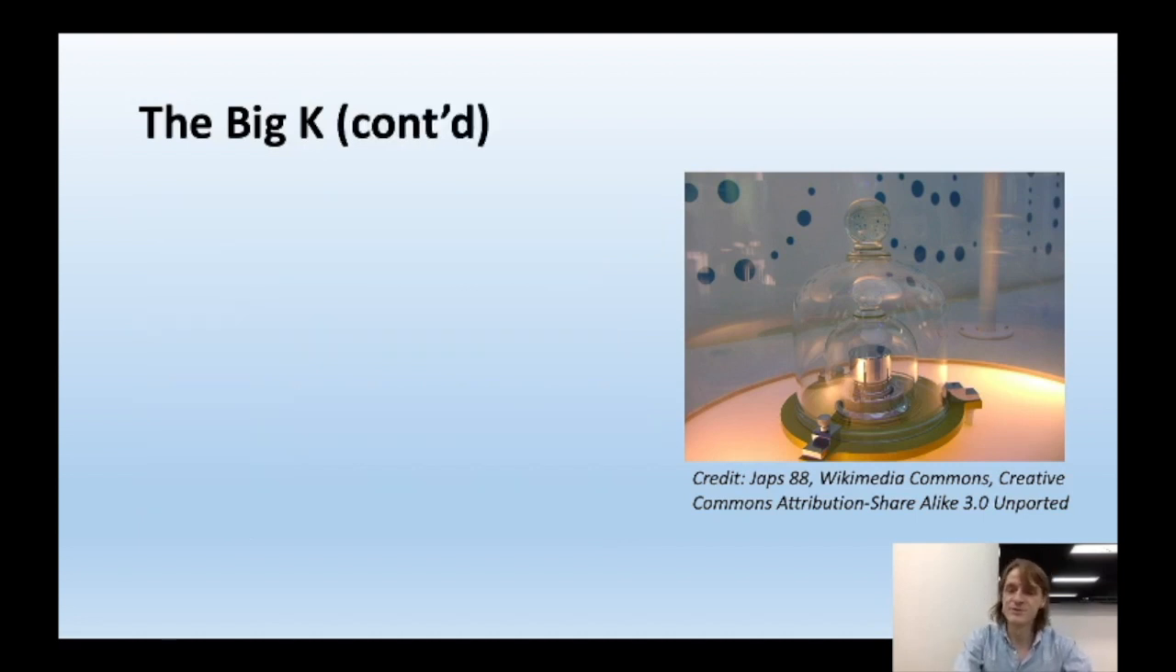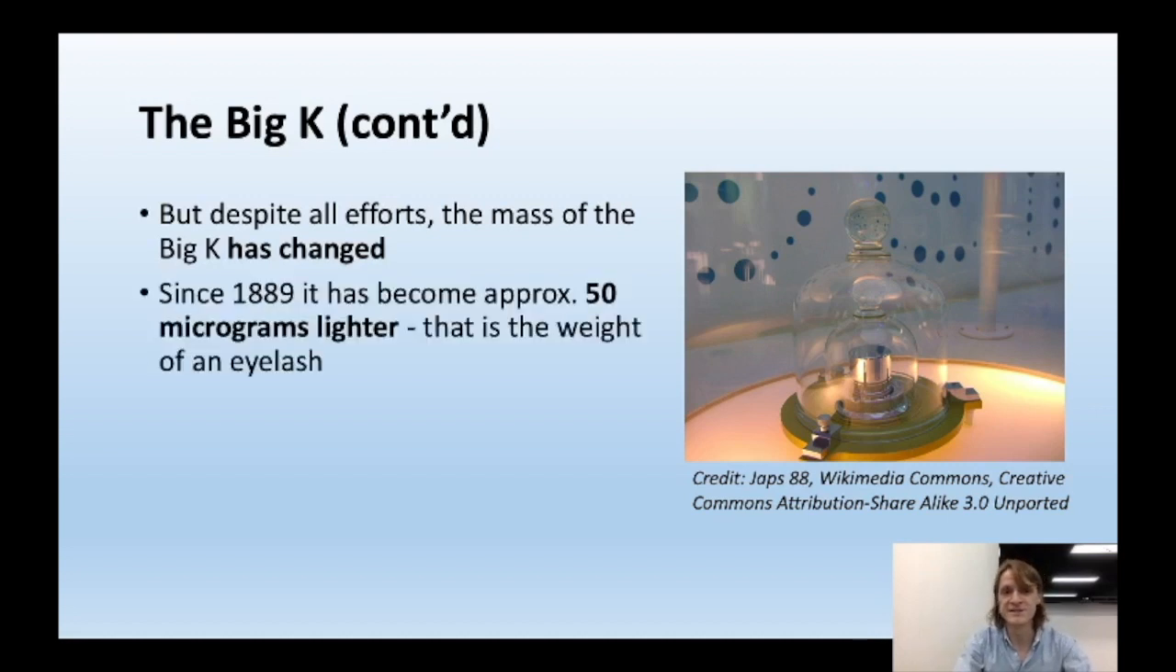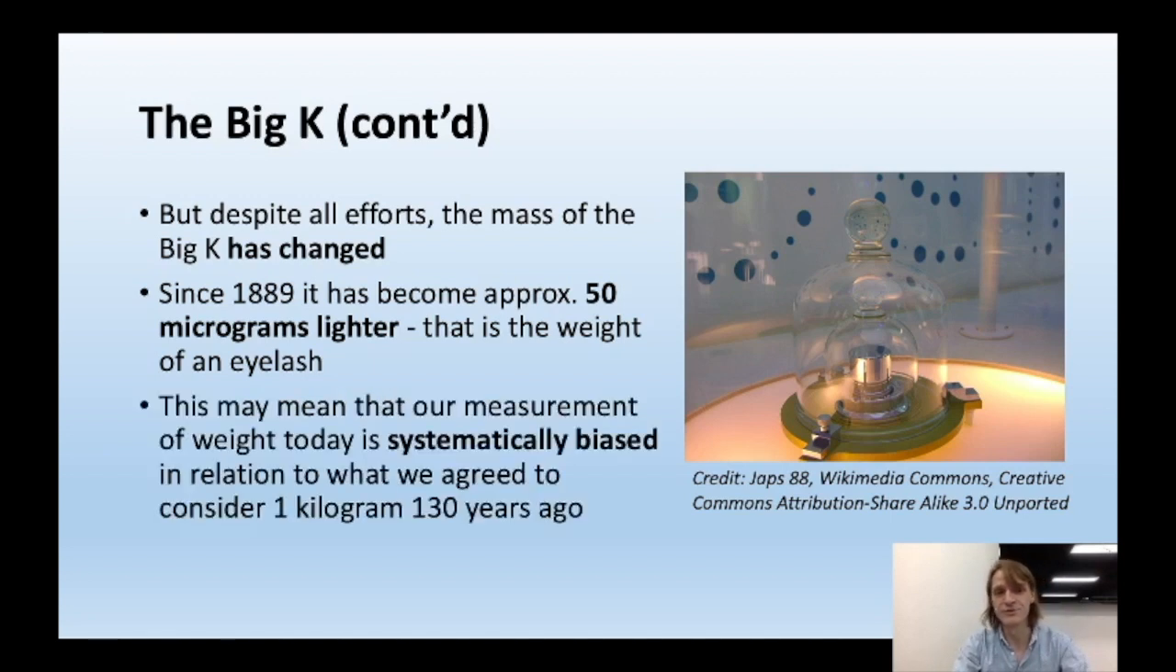But the problem is, although obviously we tried to keep it intact as much as we could in almost absolutely perfect vacuum under these spheres, as you can see in the picture, we couldn't preserve its weight. And it is true that since 1889 it has become a little bit lighter. So it lost approximately 50 micrograms of weight, which is the weight of an eyelash. So the big K has become lighter over the course of time.